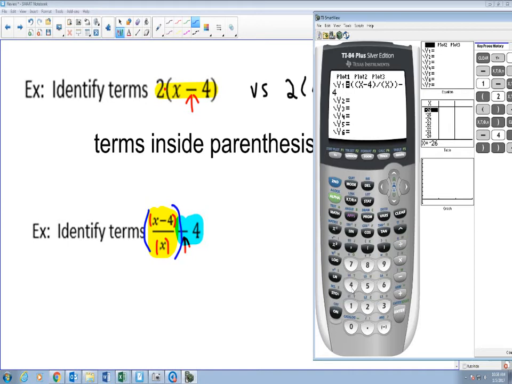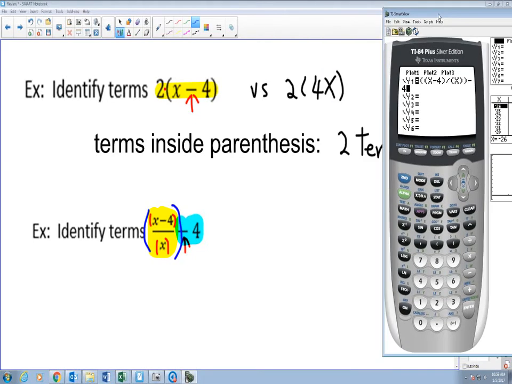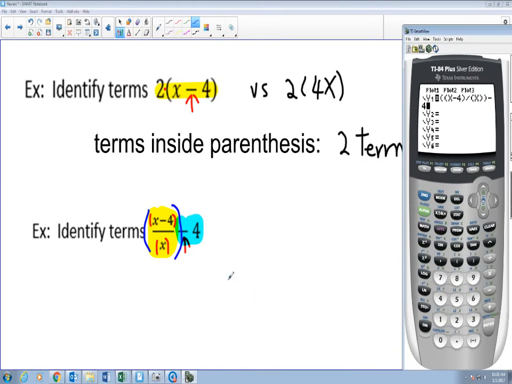Okay? Alright, so we will talk more about this. Everything we do is dictated by terms, so we will talk about terms a lot.